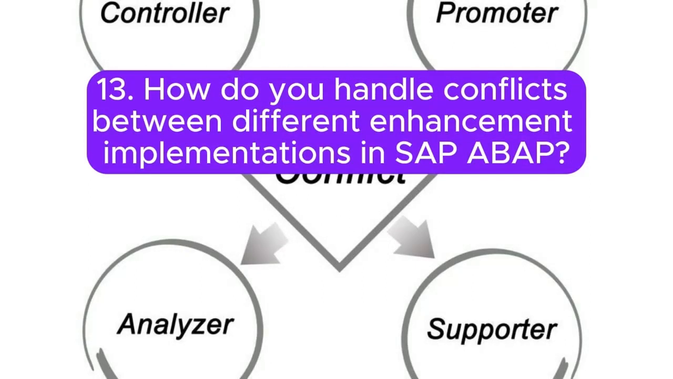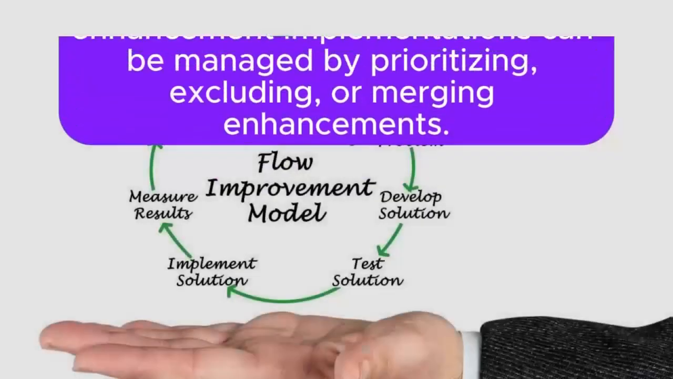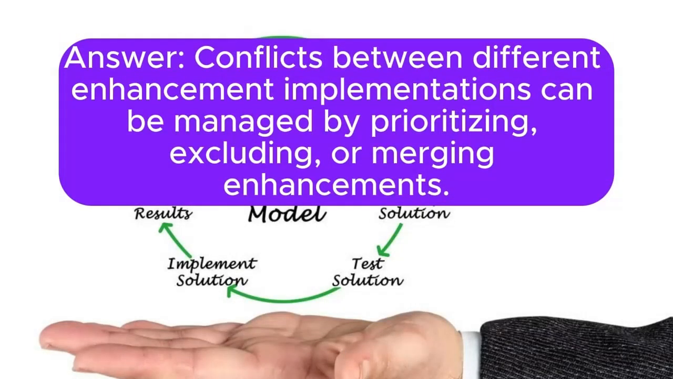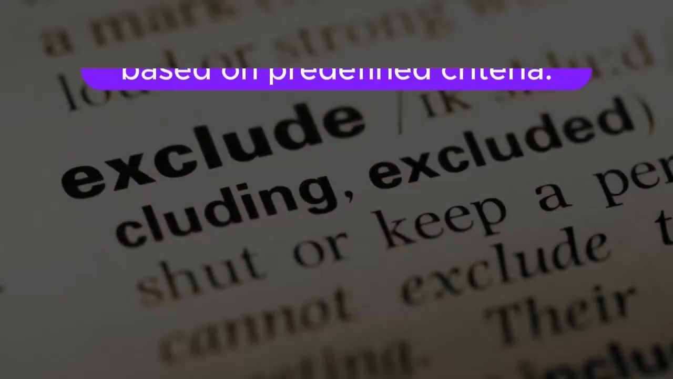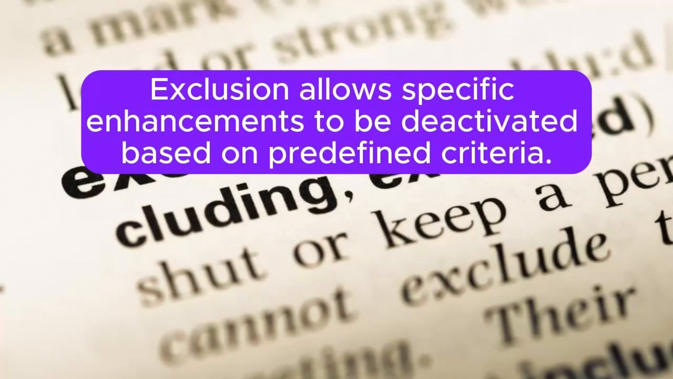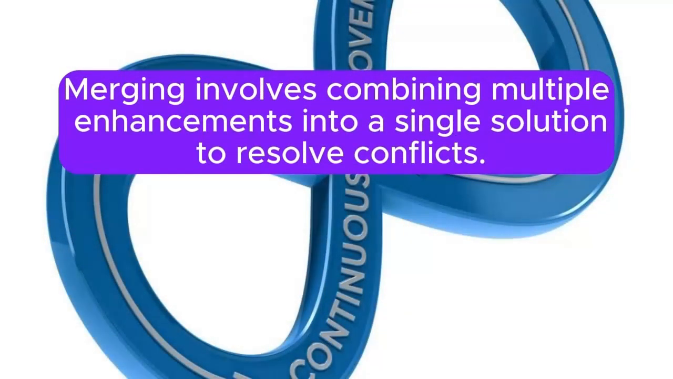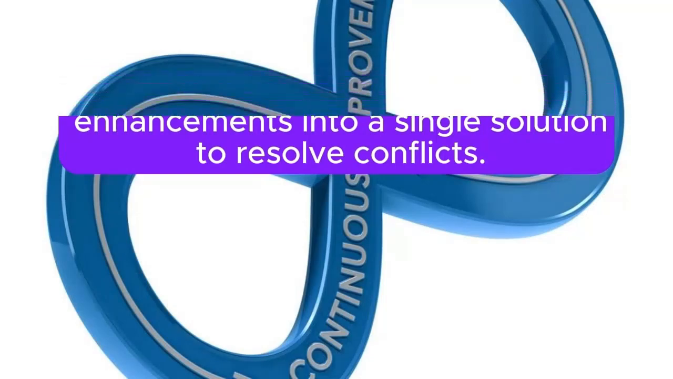13. How do you handle conflicts between different enhancement implementations in SAP ABAP? Answer: conflicts between different enhancement implementations can be managed by prioritizing, excluding, or merging enhancements. Prioritization involves assigning a sequence or priority level to enhancements to determine their execution order. Exclusion allows specific enhancements to be deactivated based on predefined criteria. Merging involves combining multiple enhancements into a single solution to resolve conflicts.